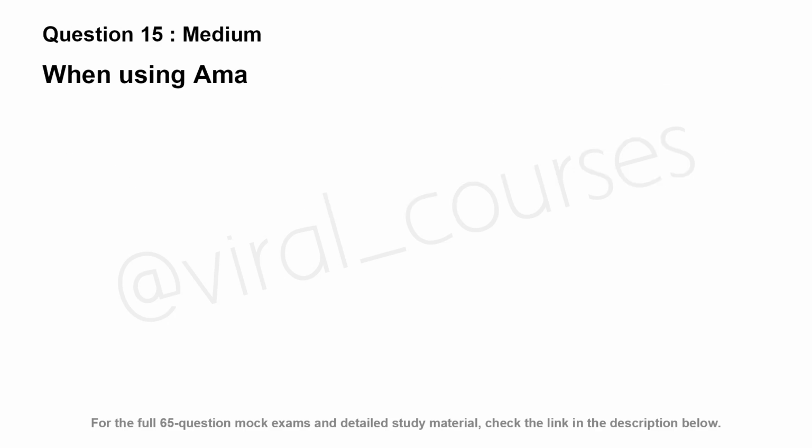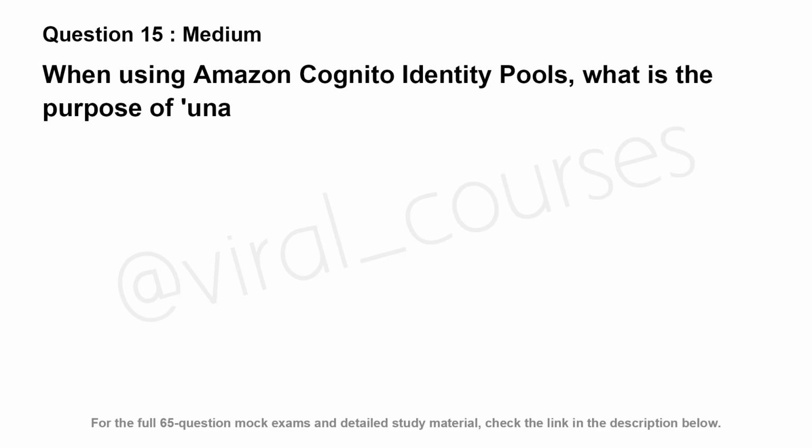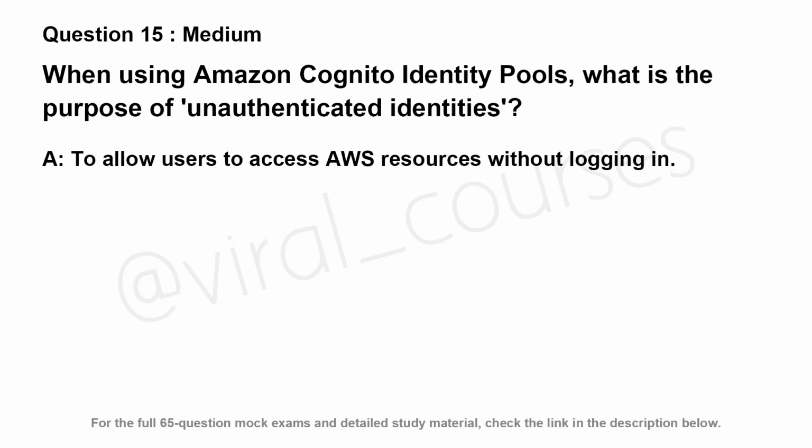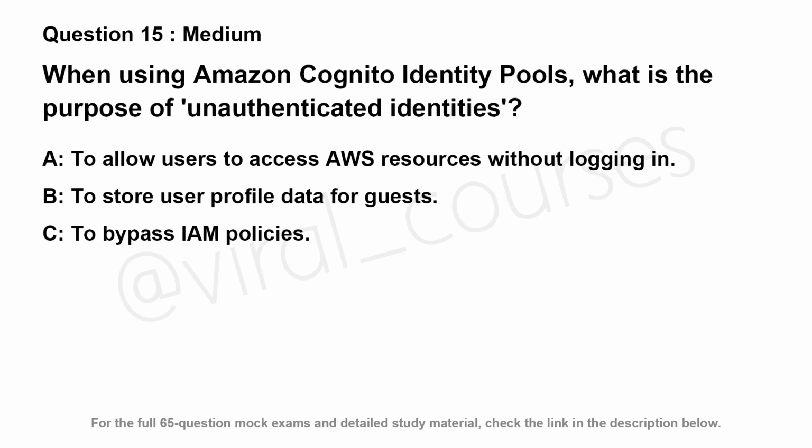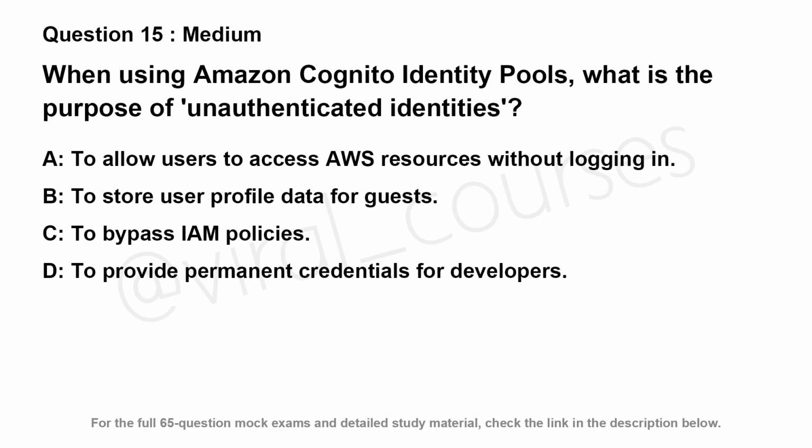When using Amazon Cognito Identity Pools, what is the purpose of unauthenticated identities? Option A, to allow users to access AWS resources without logging in. Option B, to store user profile data for guests. Option C, to bypass IAM policies. Option D, to provide permanent credentials for developers.